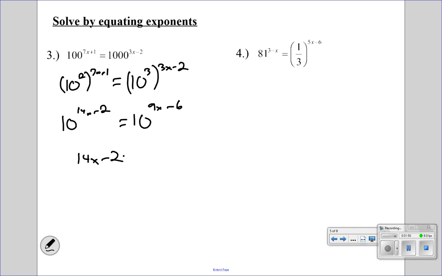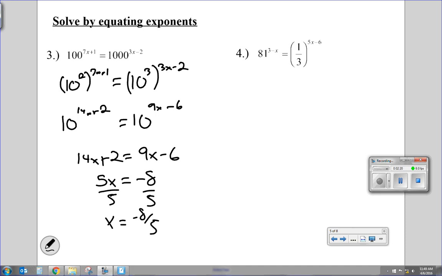14x minus 2 equals 9x minus 6. Subtract 9x from both sides. Add 2. Oh, I'm sorry, this should be a plus. That should be plus 2. Okay, subtract 2, we get 5x equals negative 8. And divide by 5. x equals negative 8 fifths.